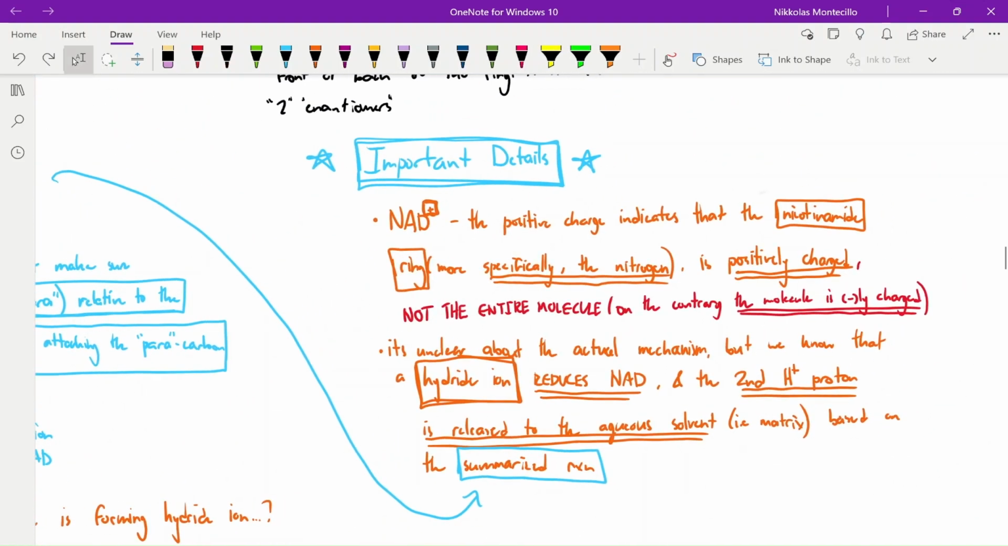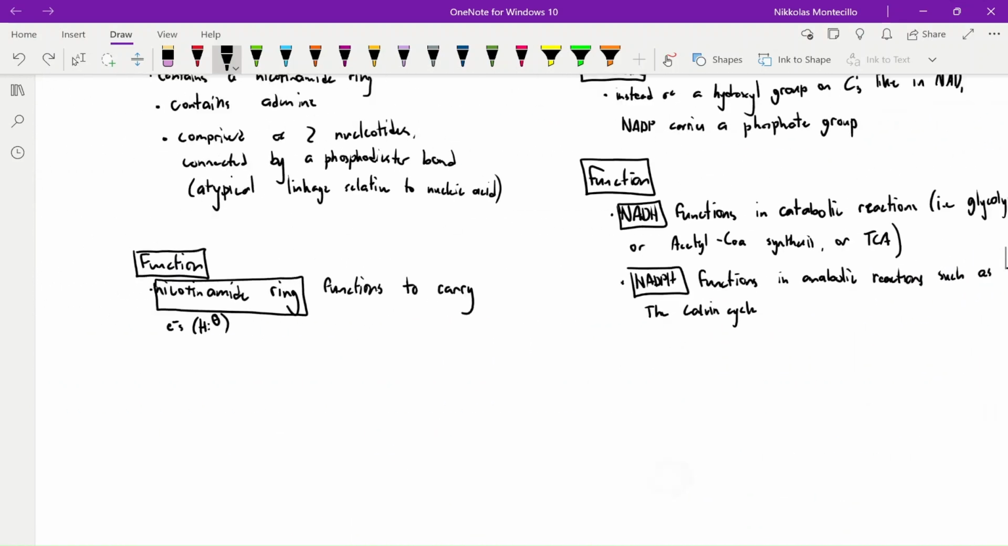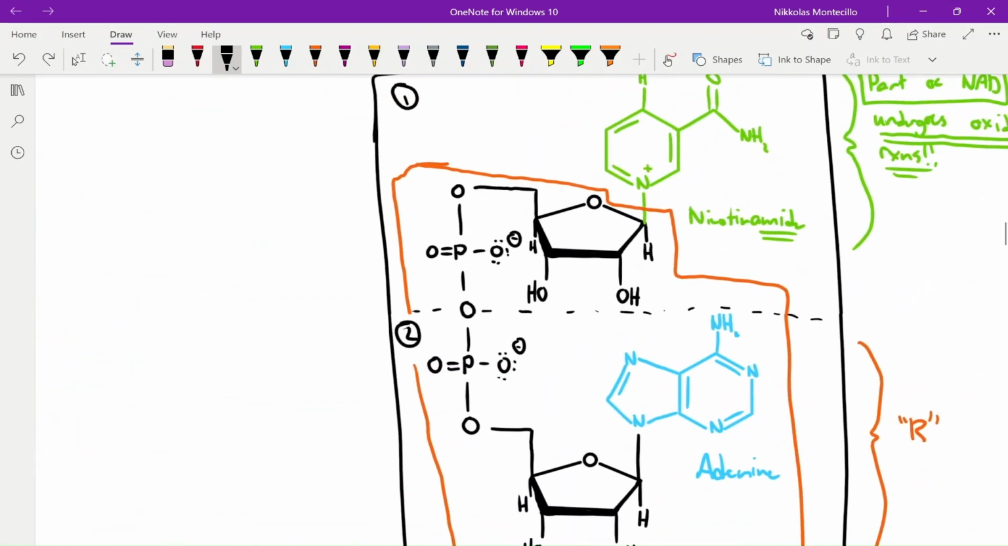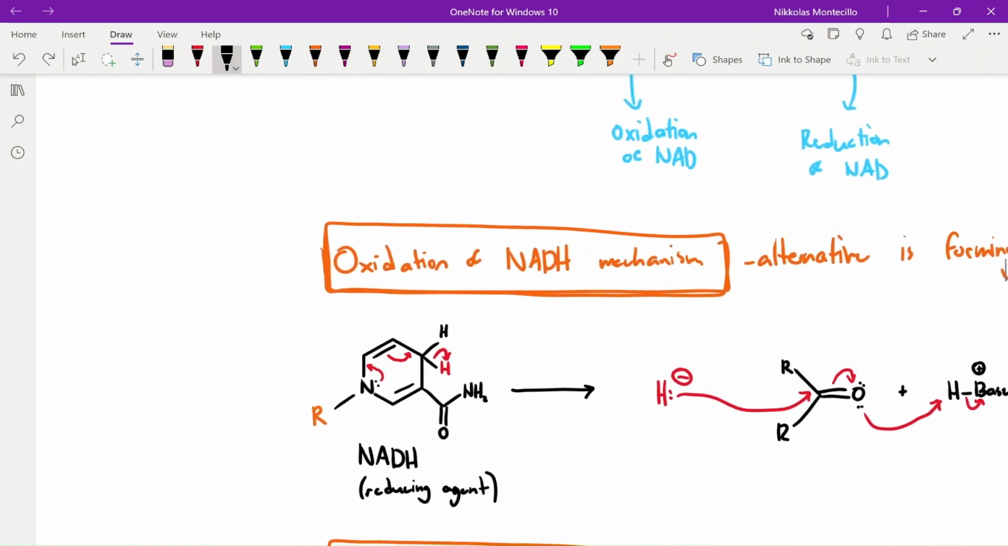Just an important detail to note: the positive charge superscript on NAD+ indicates that the nicotinamide ring, more specifically the nitrogen, is positively charged, not the entire molecule. In fact, if we look at the molecule specifically, we can see that there are more negative charges than there are positive, right?